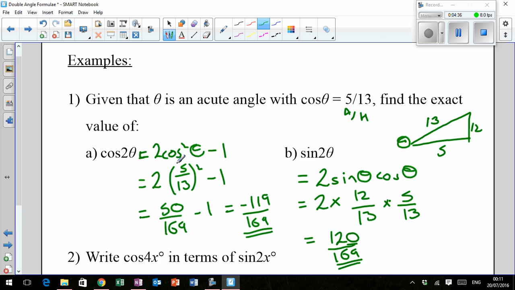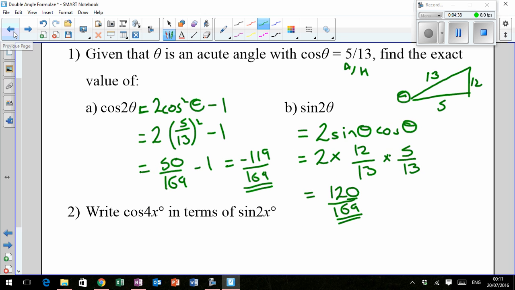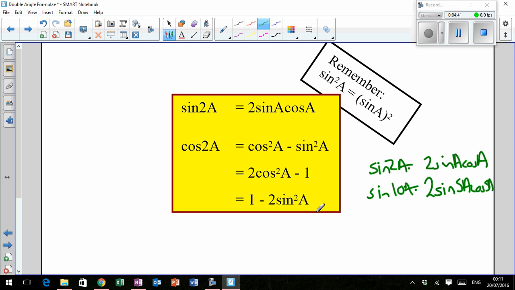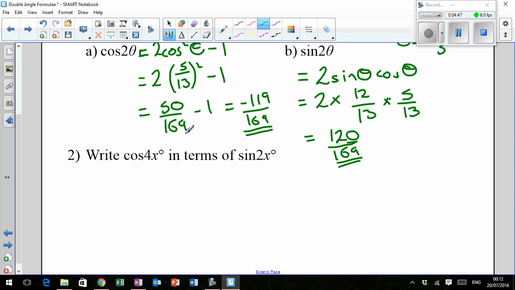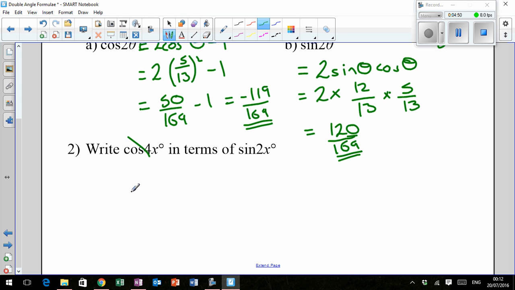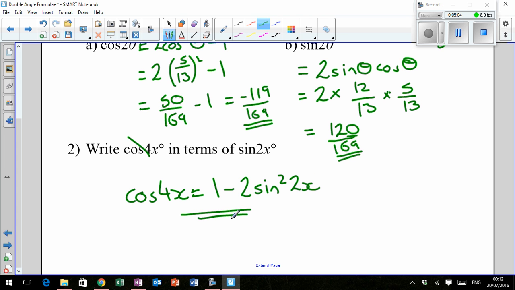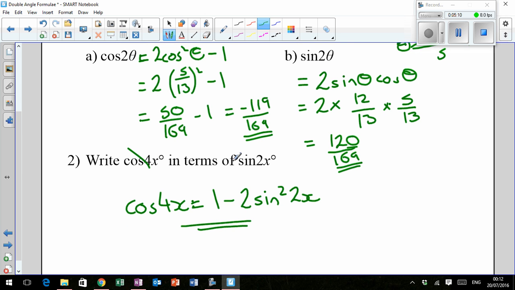So we want to write cos 4x in terms of sine 2x, so that's good. And we're going to pick this bottom one here, because that's one that only uses sine. So cos 4x in terms of sine 2x is going to be 1 minus 2 sine squared 2x. Okay, and that is writing it in terms of that. So just be aware of that. It doesn't just have to be 2a and a. It can be 10a, 5a, 40a, 20, as long as the angle is double on the left and the right.